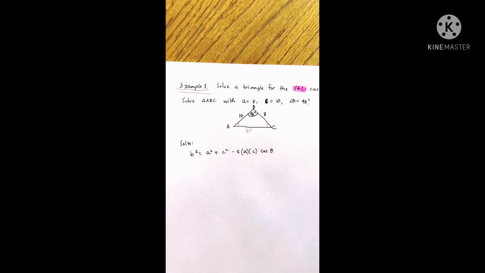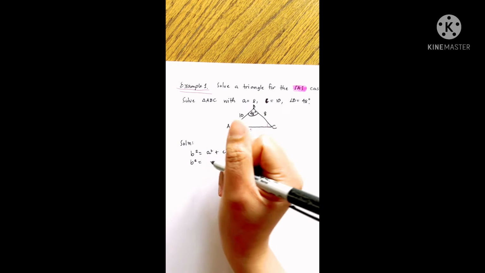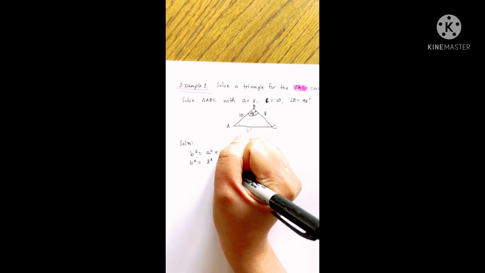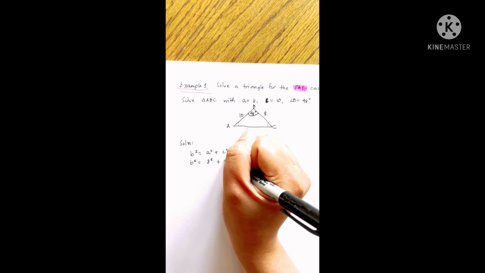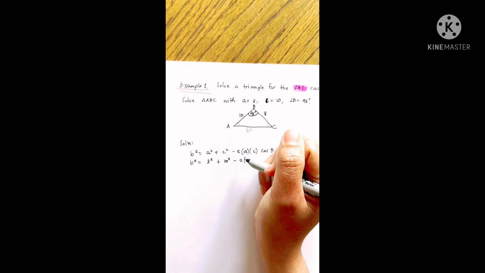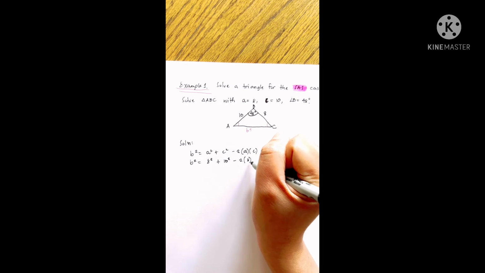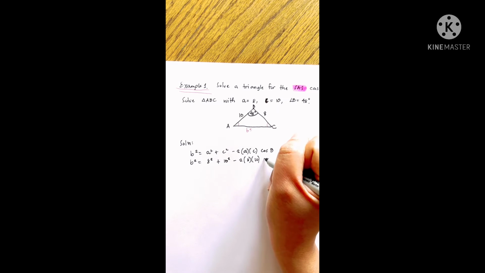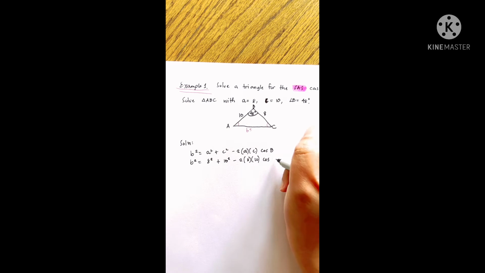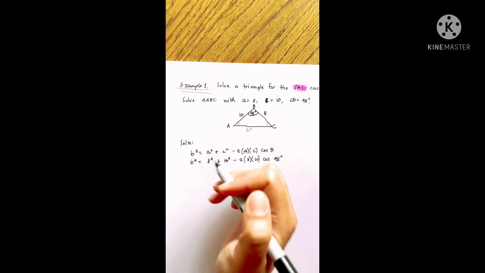Now let's plug in all the values. b squared is equal to a squared, which is 8 squared, plus c is 10, so 10 squared, minus 2 times a, which is 8, and c, which is 10, times cosine of B, which is 48 degrees. Now, what you're going to do is evaluate all of these values.